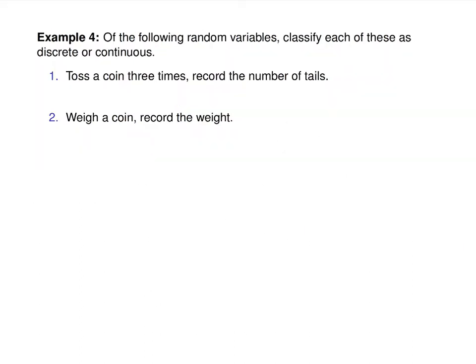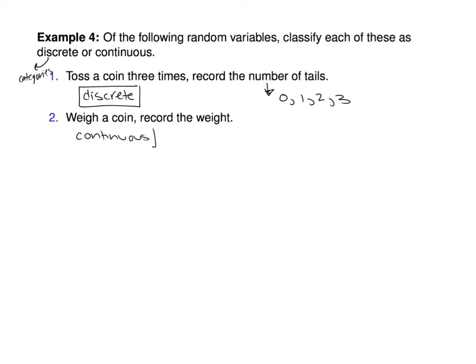Of the following random variables, classify each of these as discrete or continuous. So remember that discrete will have categories, and it'll be in order. So toss a coin 3 times, record the number of tails. Well, you can't have half numbers of tails, so this is a discrete random variable. And just for fun, the number of tails you could have could be 0, 1, 2, or 3. Weigh a coin, record the weight. That's a continuous random variable.